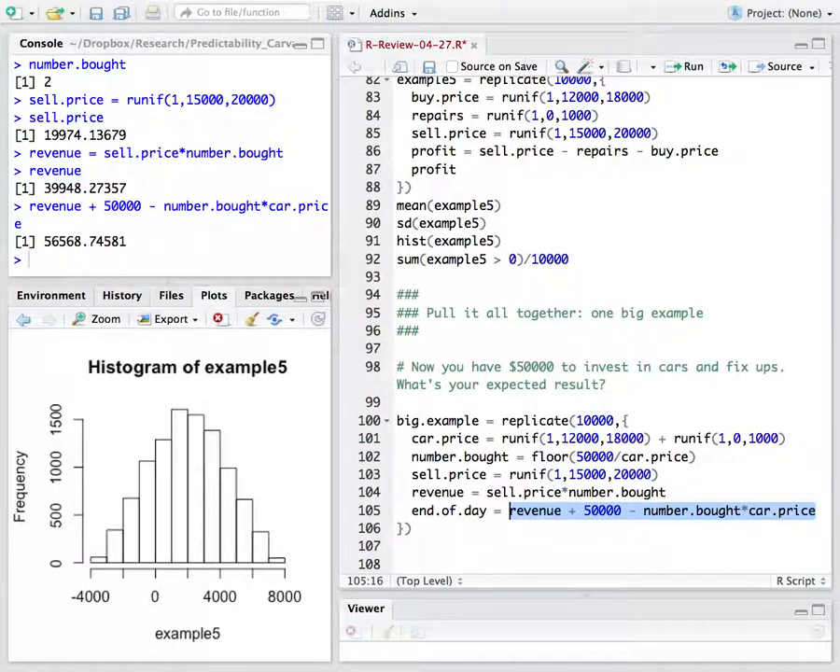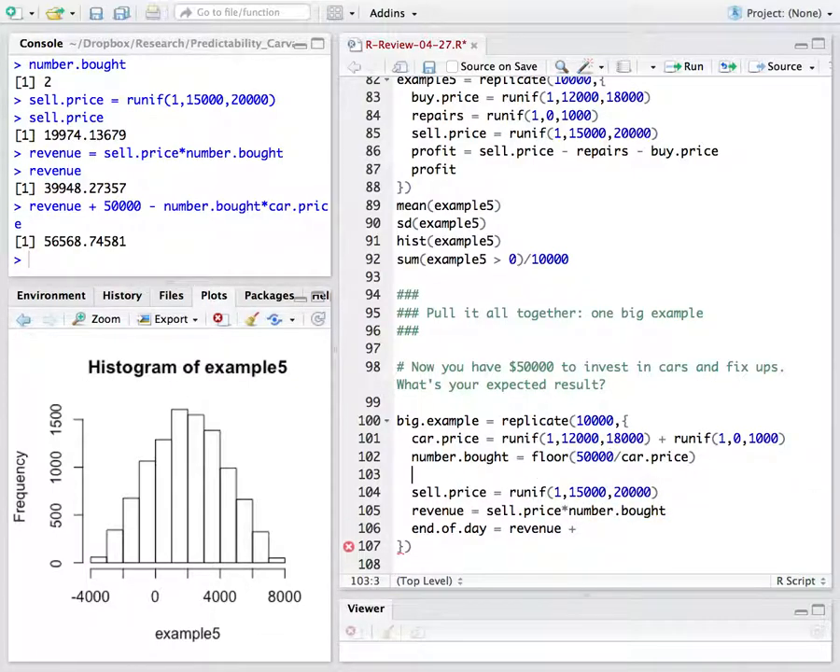Why are you adding the 50,000? Didn't you invest that in something? We did. So right here we have what could be an intermediate calculation. Right here after we buy the cars, we can say we have leftover cash, right? And then at the end of the day we have our revenue plus our leftover cash. Does that make sense?